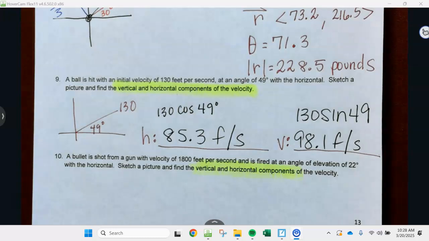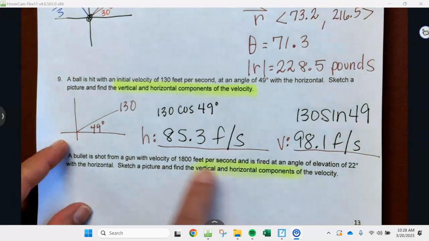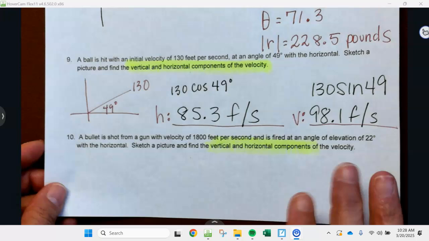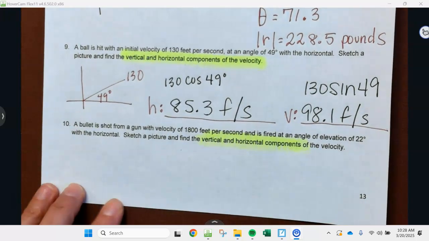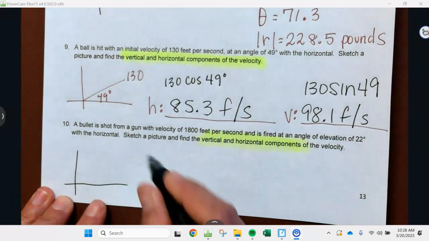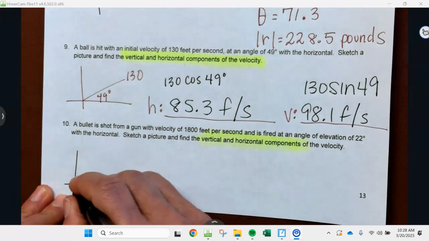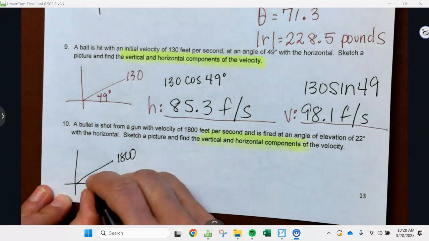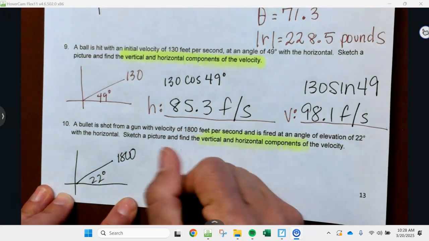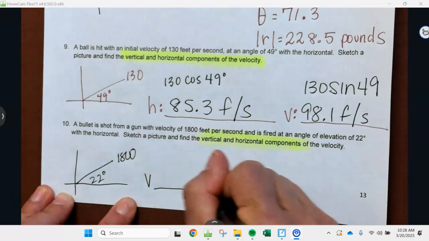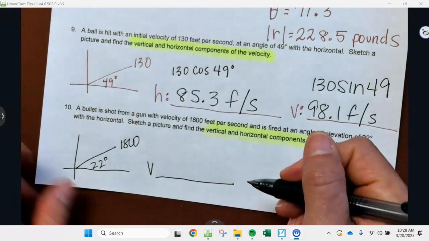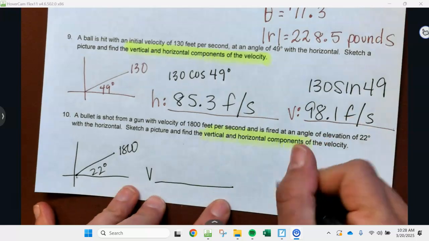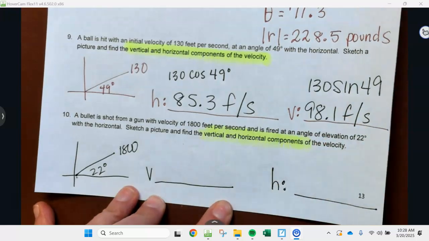So anytime it's just like one scenario without multiple forces, if you don't see the word resultant, if you see vertical and horizontal components, don't overcomplicate it. Let's look at this one. A bullet is shot from a gun with a velocity of 1800. It's fired at an angle of elevation of 22 degrees. There's my picture. Oh well, I'm listing vertical first because I wrote in pen, and I'm not going to scratch it out. Then I'm going to list my horizontal.